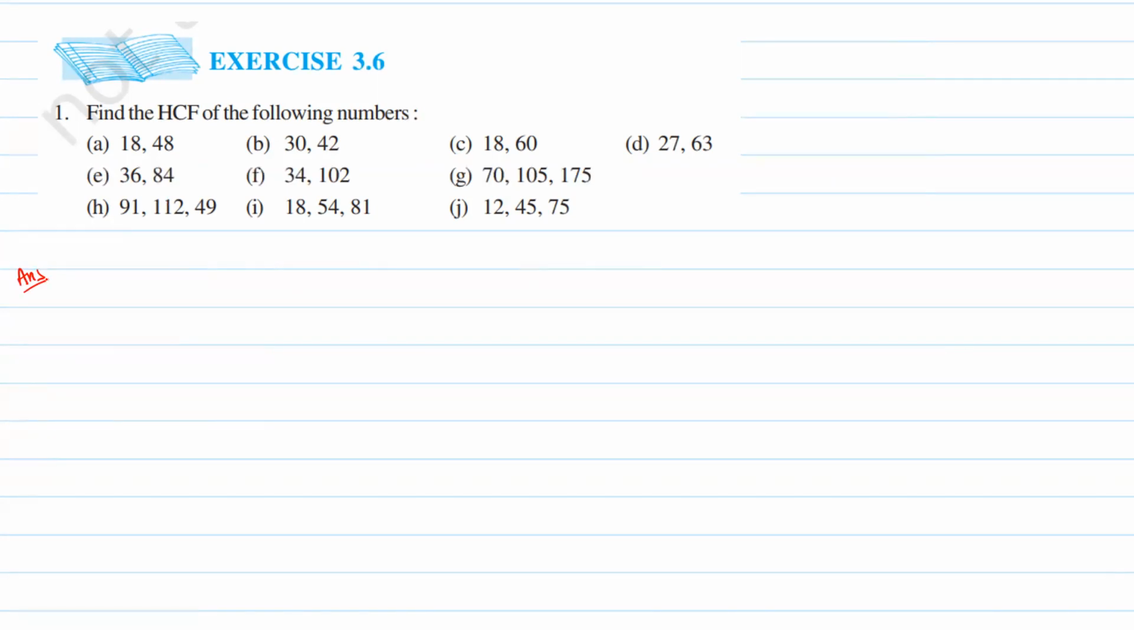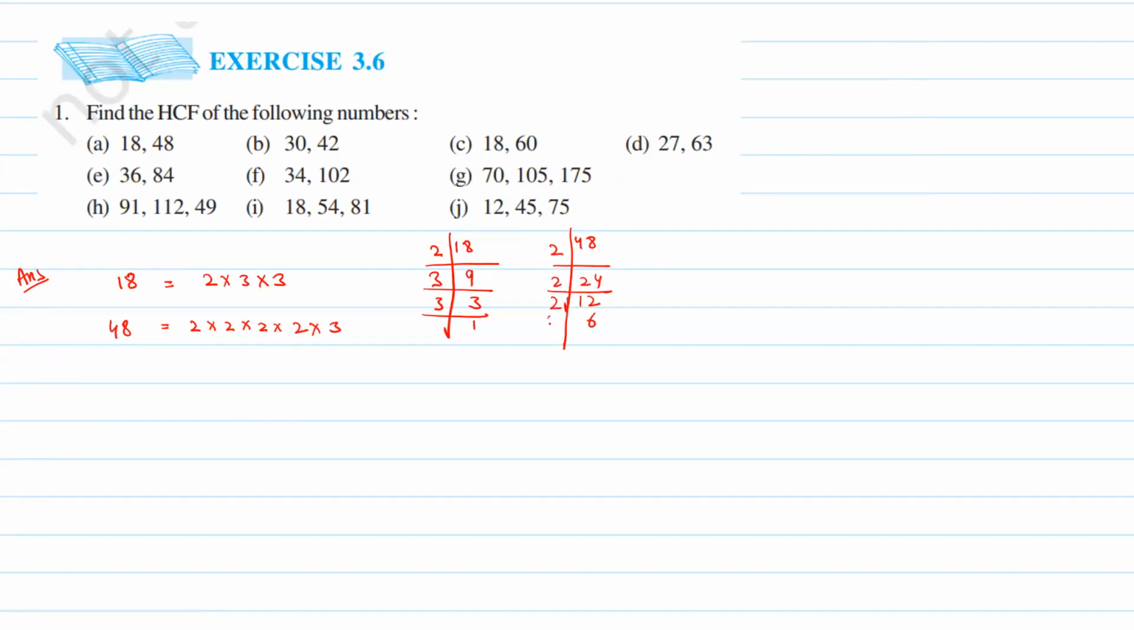We can do HCF by the prime factorization method. If I do the prime factorization of 18, it will be 2 into 3 into 3. If we do it for 48, it will be 2 into 2 into 2 into 2 into 3. Let me do it for you for the first question.